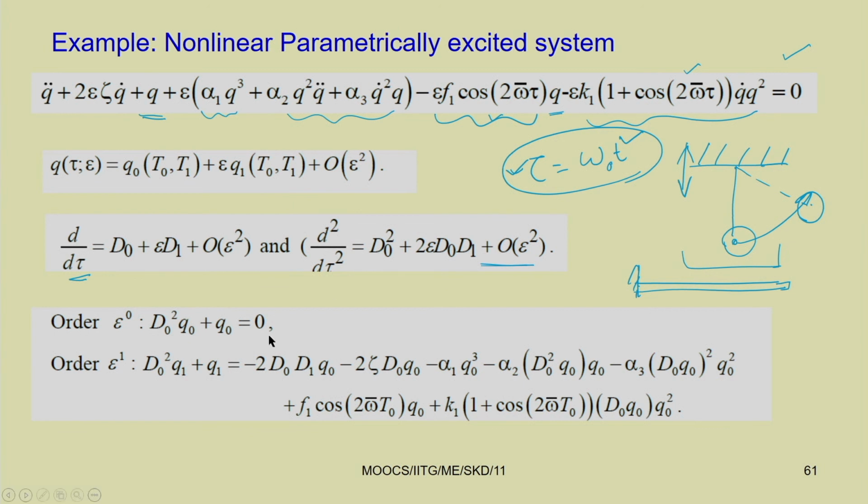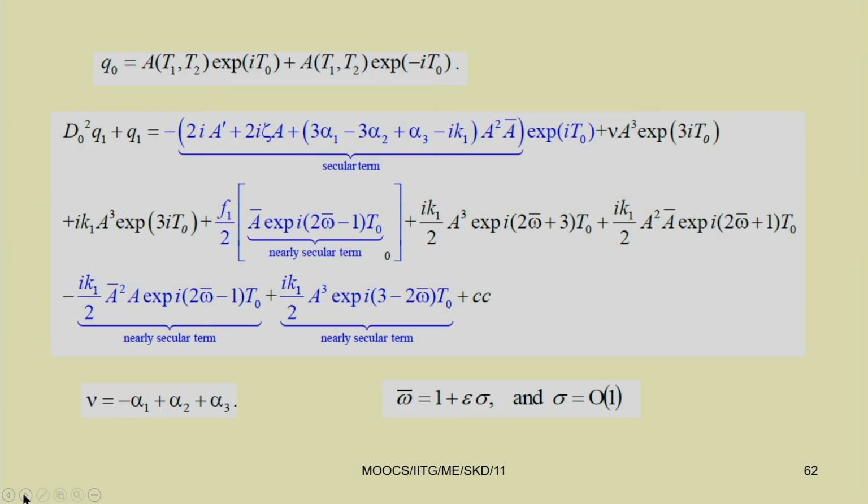Order of epsilon 0: this is the equation with order of epsilon 0. This is the equation with order of epsilon 1. We know the solution of the order epsilon 0 equation, that is q 0 equal to, like the previous case, we can write q 0 equal to A(T1, T2) e to the power i T0 plus A bar(T1, T2) e to the power minus i T0. Here you just see omega 0 equal to 1, that is why it is i T0.